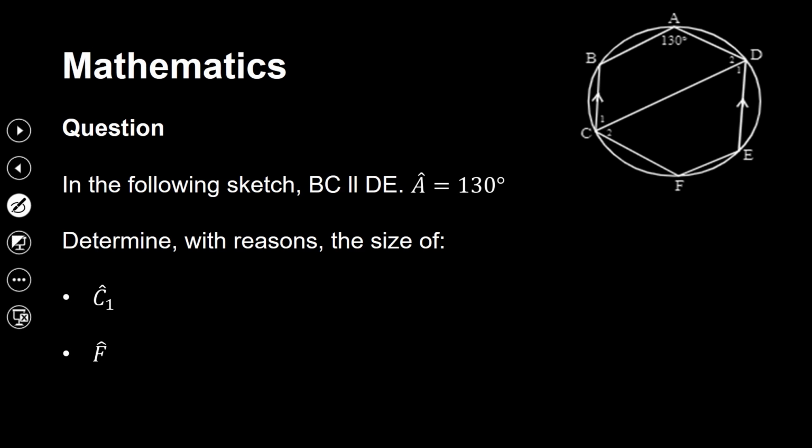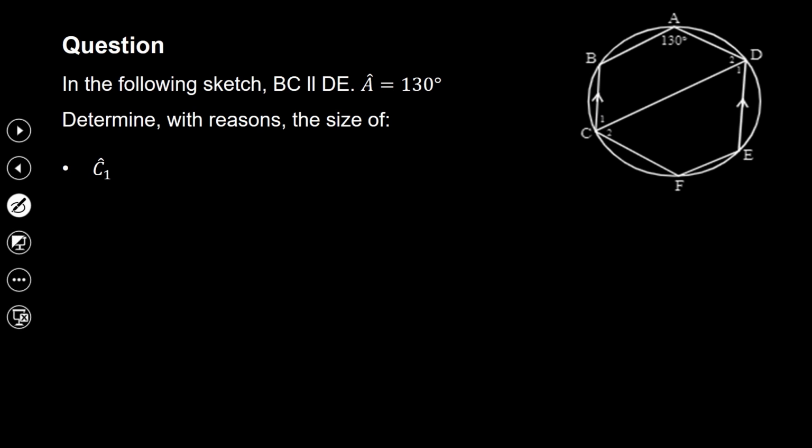Now let's look at more interesting questions to do. It says, in the following sketch, BC is parallel to DE, right? So this line here and that line are parallel to one another. And if they are parallel, it definitely makes this angle equal to that angle, as alternate angles, right? And then we can try and talk about certain angles under there. And we are given that A is 130 degrees. Then they want us to find the size of C1 and F.